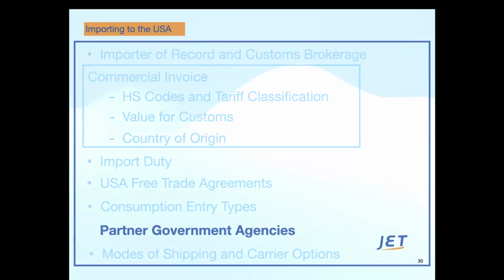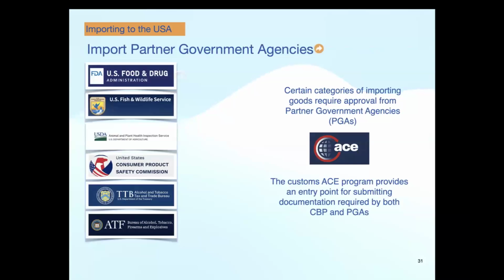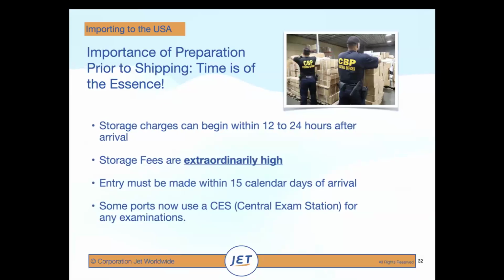Partner government agencies. Often, customs clearance is the easy part, as an entry awaits approval from a partner agency. Among the most common partner agencies is the Food and Drug Administration. Each of these agencies has unique requirements regarding prior notice, certifications, and licensing, and even admissibility. A final key takeaway from this is time is of the essence, not just for customs, but also for other partner agencies.